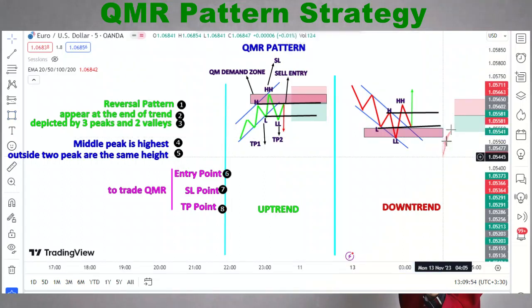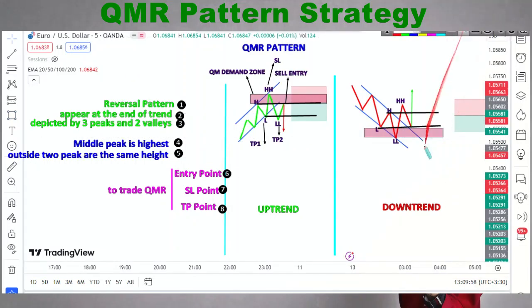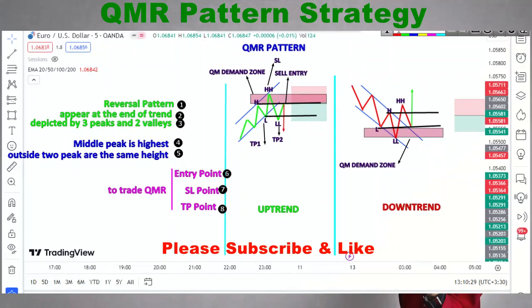Now I identified that entry point is here. Stop loss is the lower low point. TP1 is high level and TP2 is higher high level.